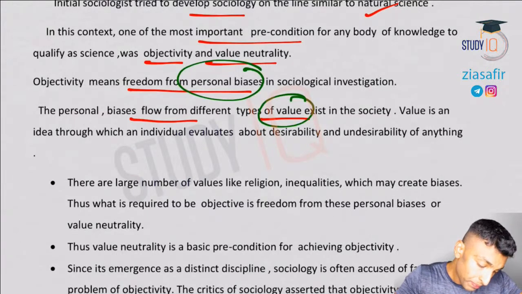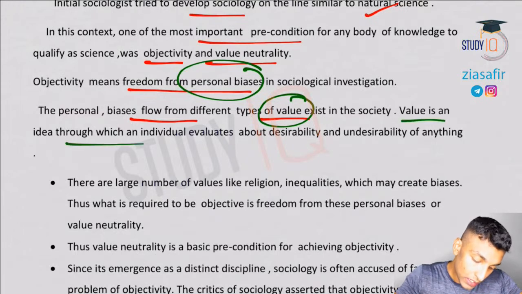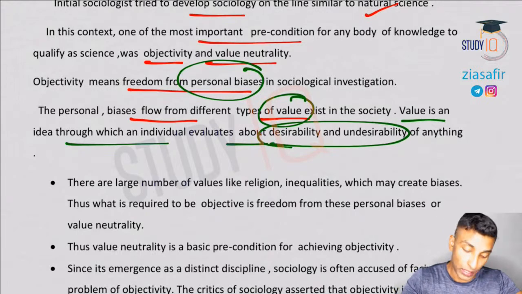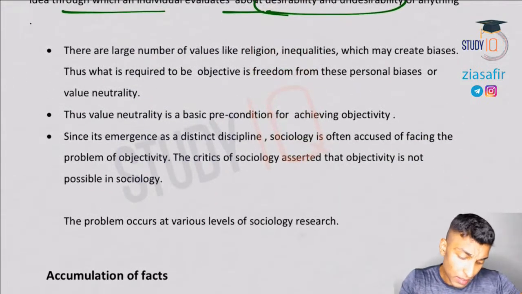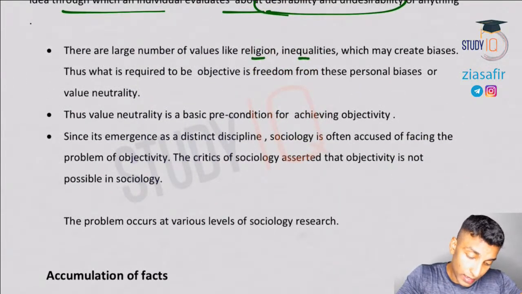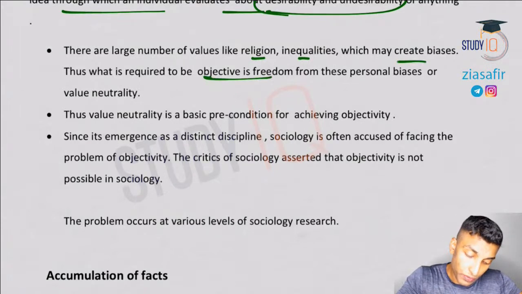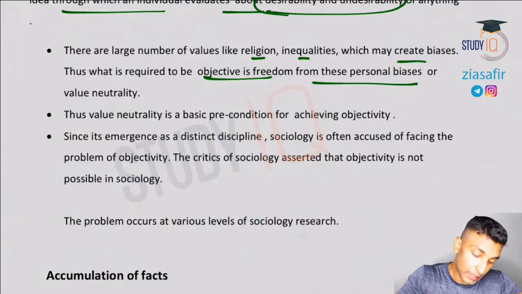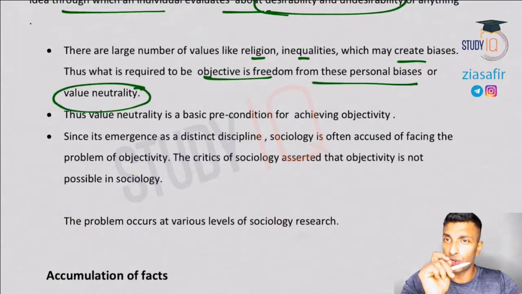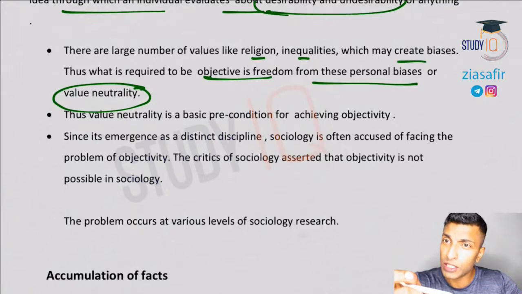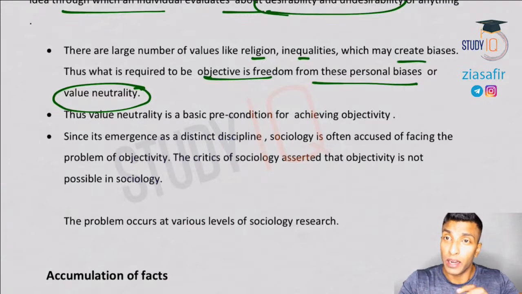What are values? A value is an idea through which an individual evaluates the desirability and undesirability of anything. There are a large number of values, like religion and inequalities, which may create biases. Thus, what is required to be objective is freedom from all these personal biases, or value neutrality. So to remain objective, what do you need? Value neutrality. One of the means to achieve objectivity is value neutrality.